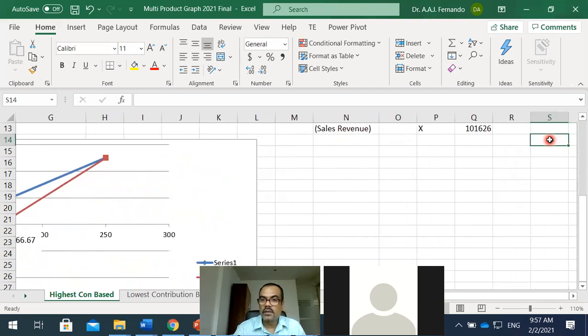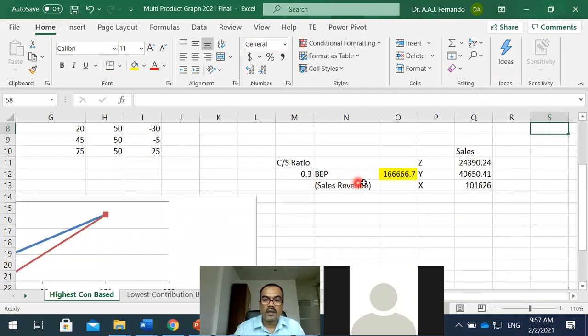Yeah, you see, break-even sales, CS ratio is, I'm sorry, yeah, 30%. So how do you get it? 75 divided by 250. You can see the screen, right? 75 is the contribution divided by 250. CS ratio is 30%. So therefore, the break-even point comes from fixed cost, that is 50,000, divided by 0.3. It is 166,000. So I think it is clear.